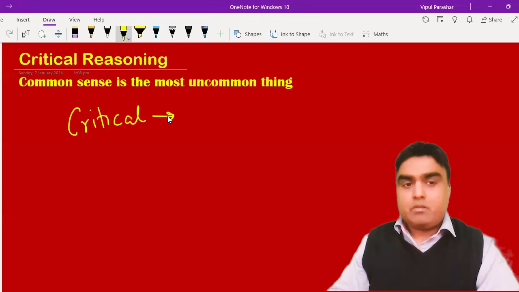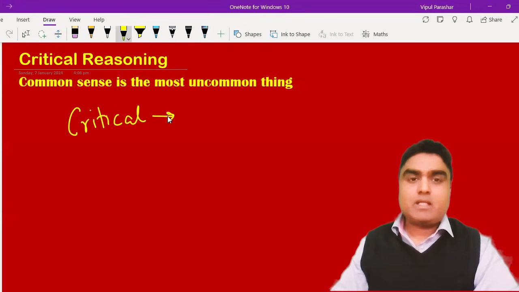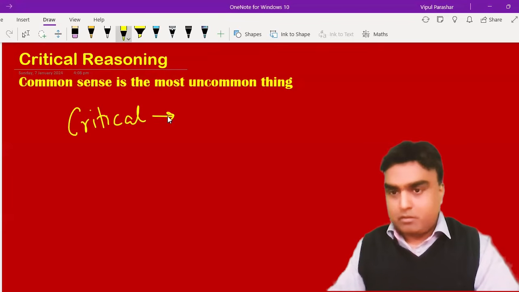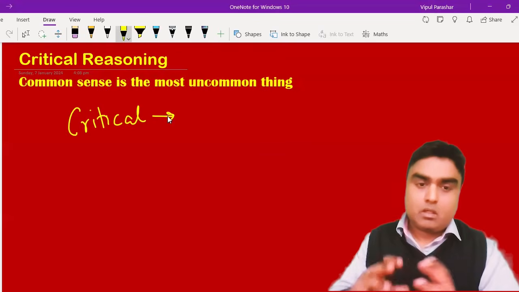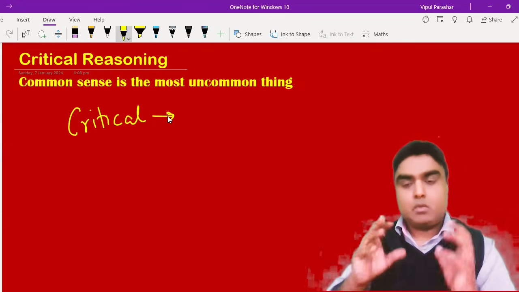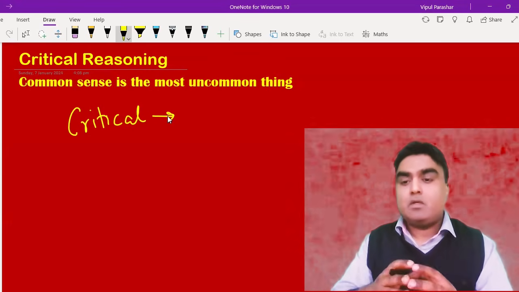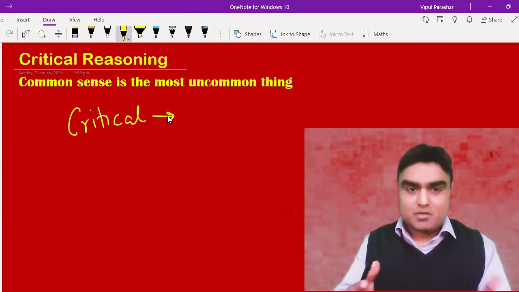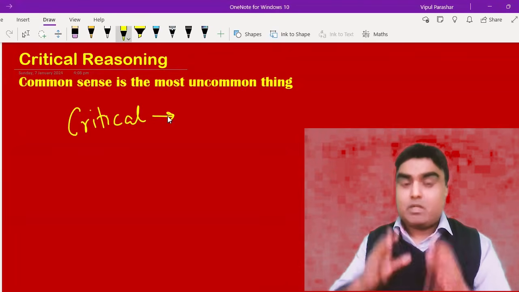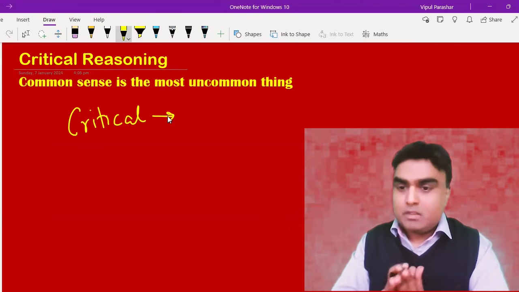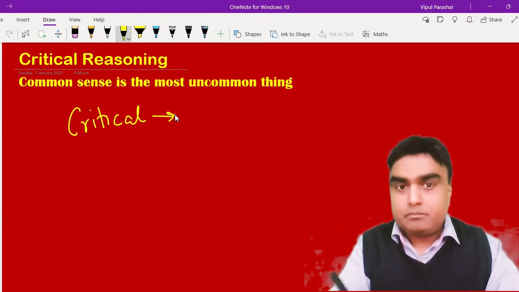See, critical basically means you are looking at a thing with very good analysis, very good judgment, as one student has written even. So when we say critical, it means you are looking at a thing very thoroughly, in a detailed manner, and you are coming out with the judgments and decisions you're making. So critical means very detailed, very careful analysis. Does that make sense to you?